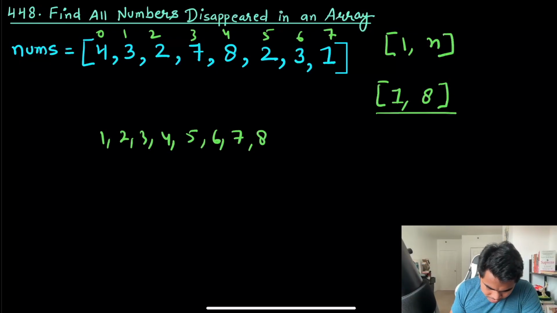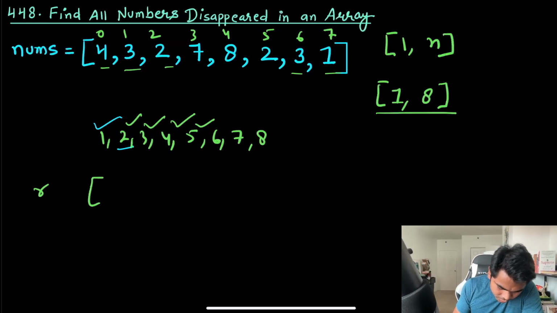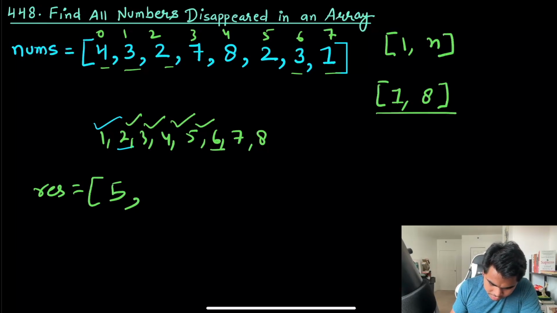Well, what are the numbers that I'm seeing? I'm seeing 1 right here, I'm seeing 2 right here, so I'll just mark all of these. 2 is there, 3 is there, 4 is there, 4 is there right here, 3 is there. How about 5? Is 5 there? No. So that will go to my result. So 5 is not present. Then how about 6? 6 is also not present. How about 7? 7 is present, and then 8 is present.